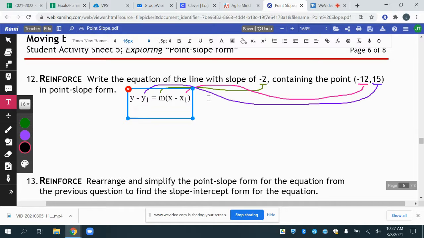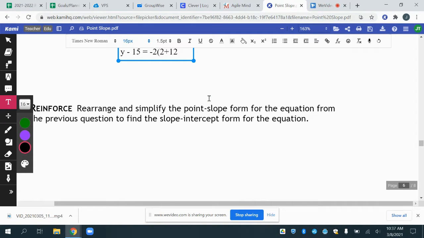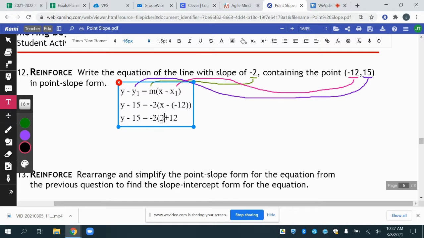So I end up with y minus 15 equals -2 times x minus -12. That's minus a negative, so I'm just going to change that to a plus. Equals -2 times x plus 12. Or, sorry, x. Typed 2 again. Here we go. That's the answer.